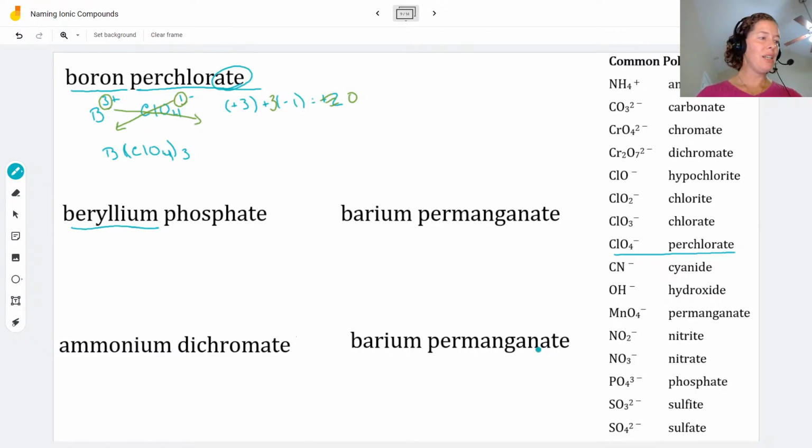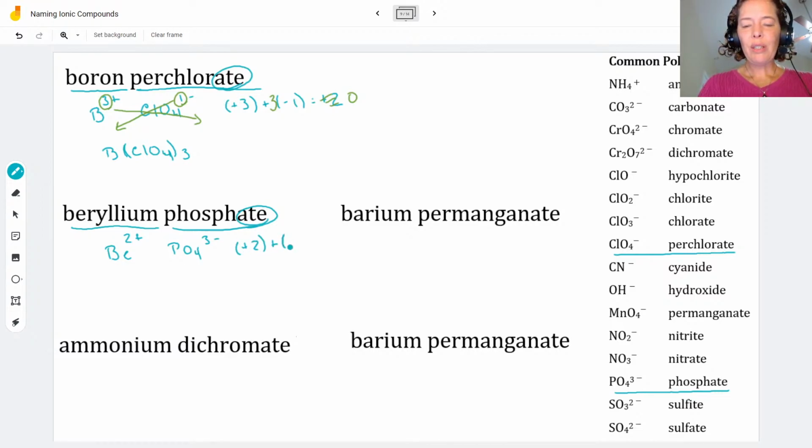Beryllium phosphate. So beryllium, when we find beryllium, that is Be. When it's an ion, it has a charge of 2 plus. Phosphate, let's find our phosphate down here. Here it is right here. This is PO4 with a charge of -3. So let's check our algebra.